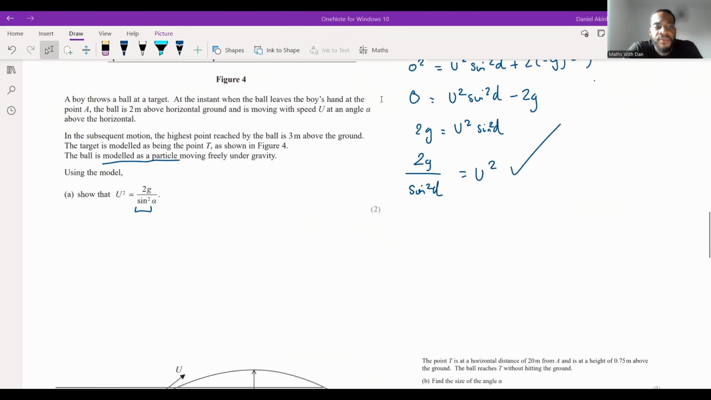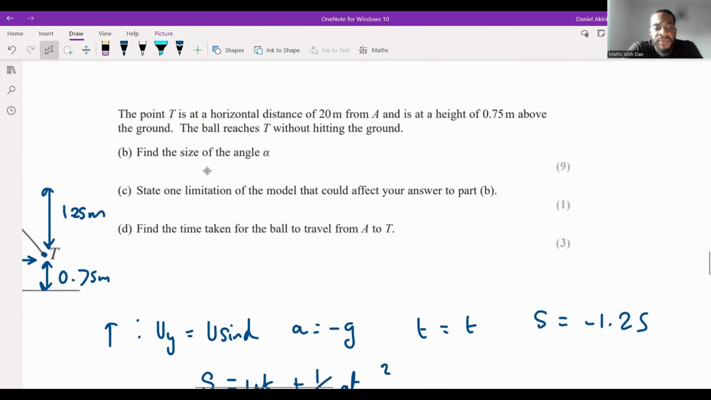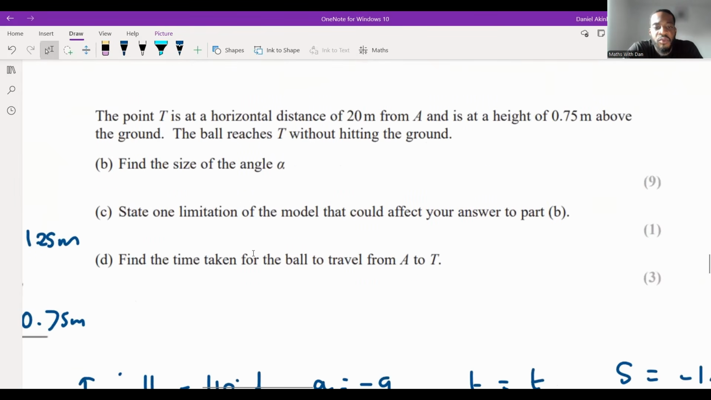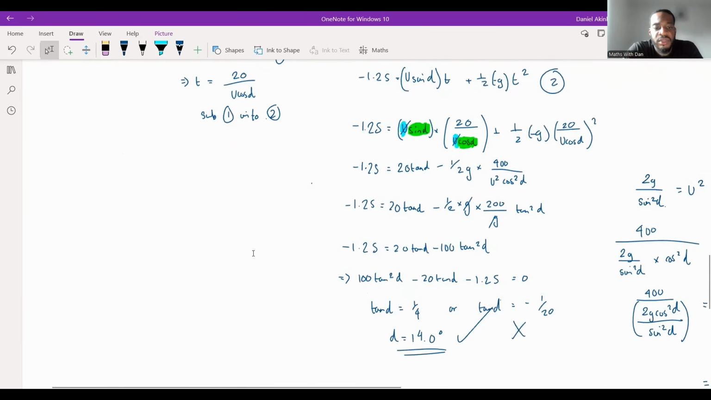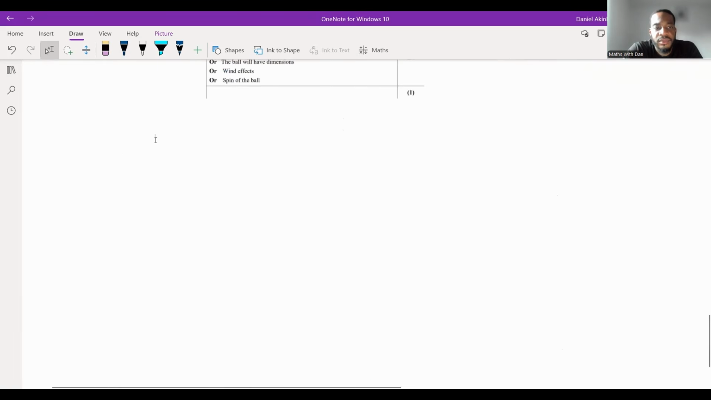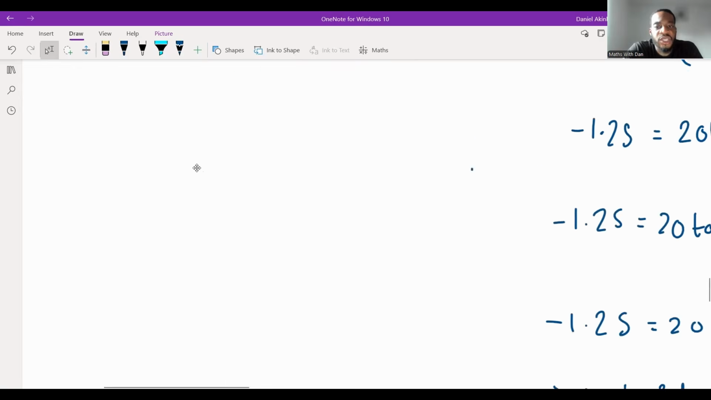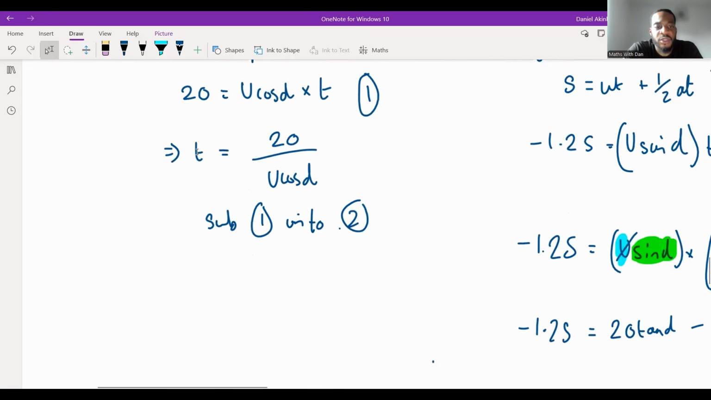All right. So we've done that. There's one more in this question actually. Part D. Find the time taken for the ball to travel from A to T. So remember the time taken, we actually expressed algebraically. Do you guys remember this is actually the time? Do you guys agree?